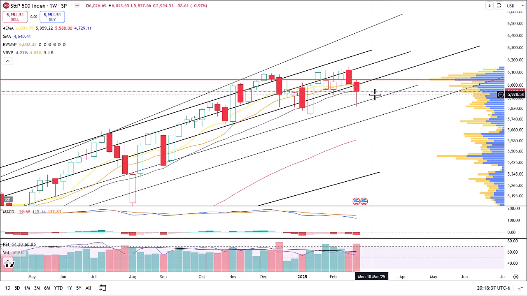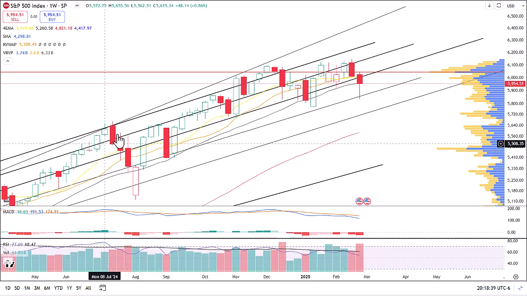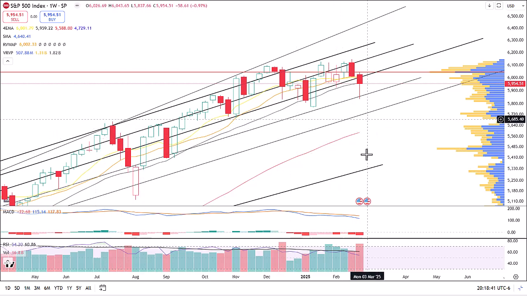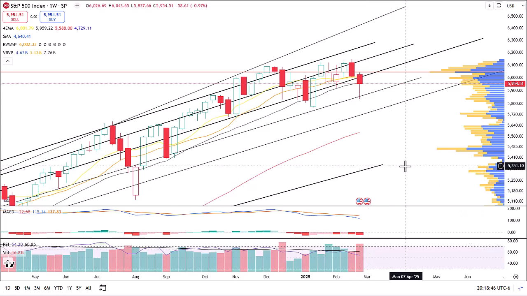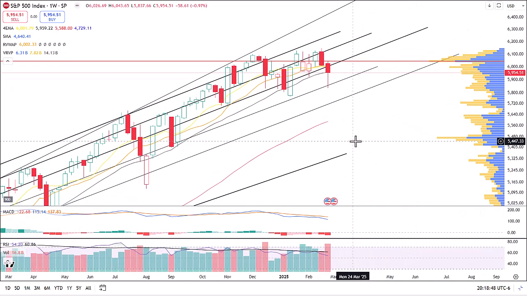Overall for the week, though, I still think we're going to see something more like this, where we get a little bit more follow through here. Momentum bearish, RSI bearish, huge volume on the selling. Everything says this should be going a little bit lower to me.